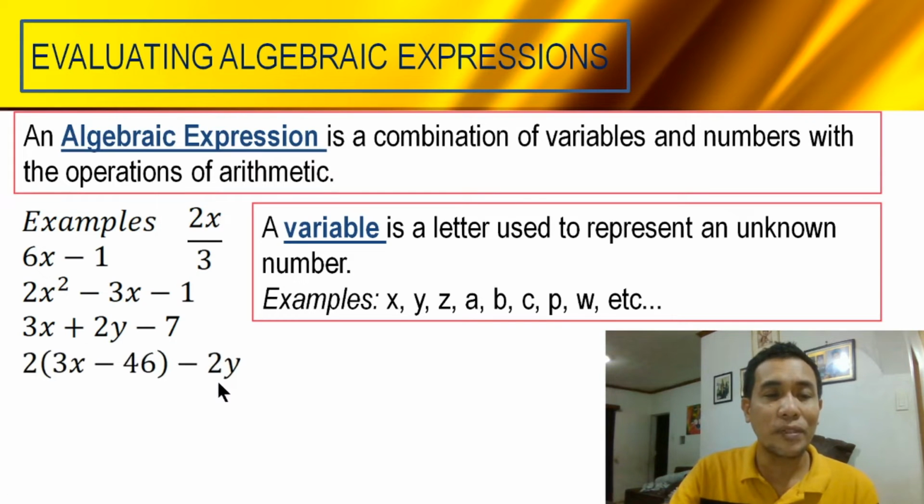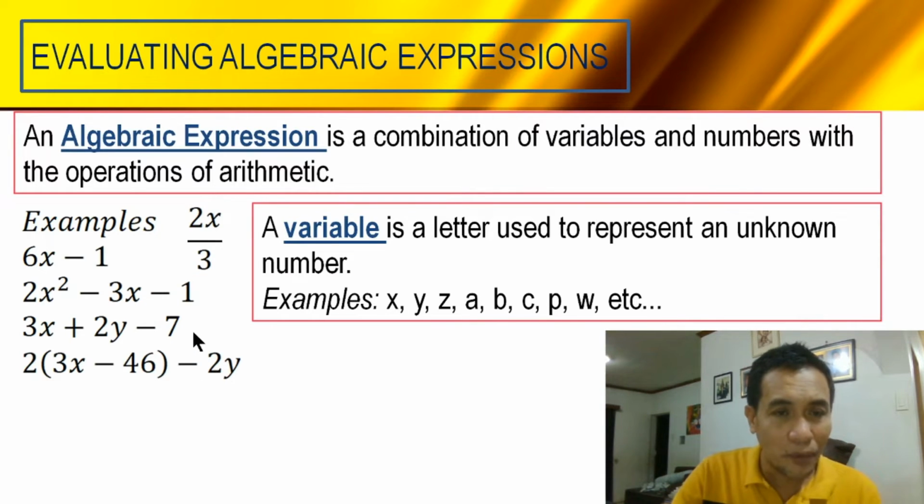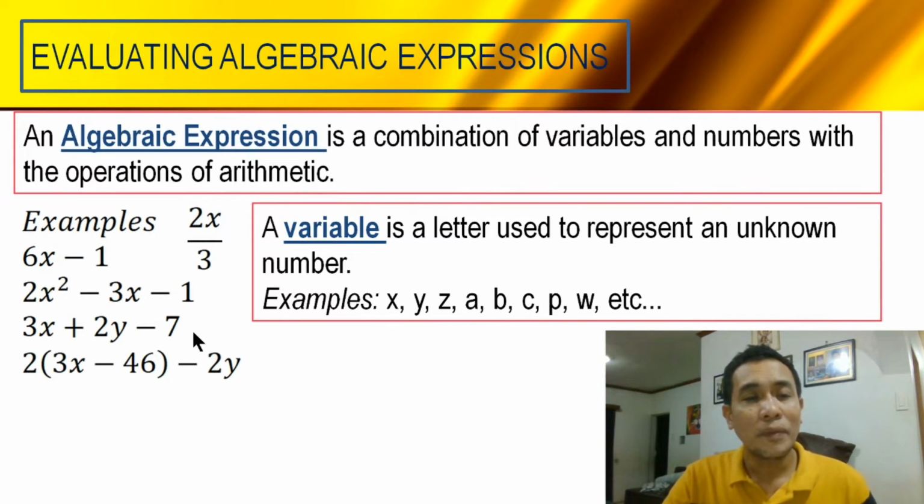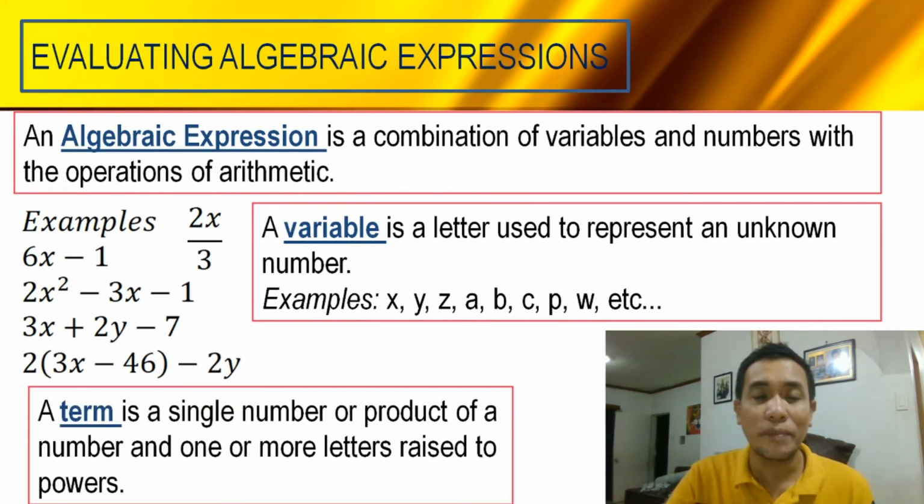And then we have example number 5, 2 multiplied to 3x minus 4 times 6 minus 2y. So, algebraic expression man gyapon siya. Now, pamangkoton naton, how many terms do we have? Anong ginatawag nga term? A term is a single number or product of a number and one or more letters raised to a power.